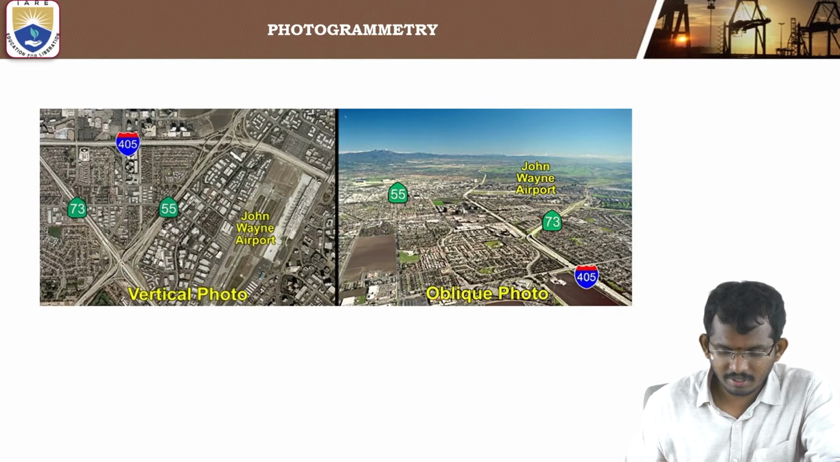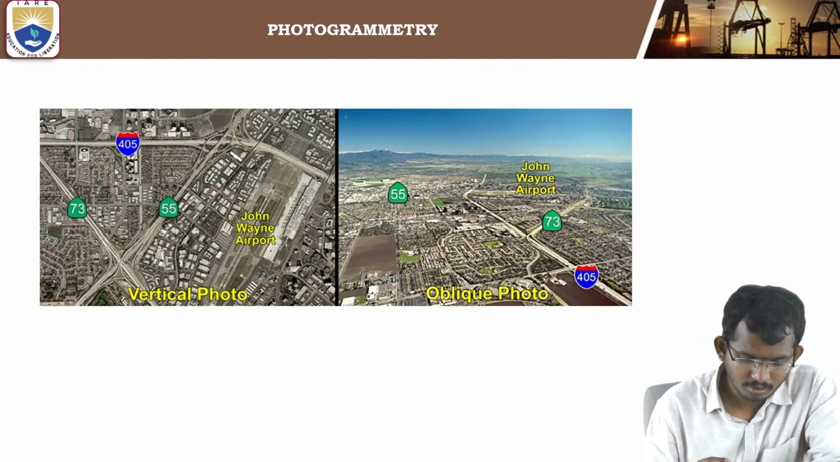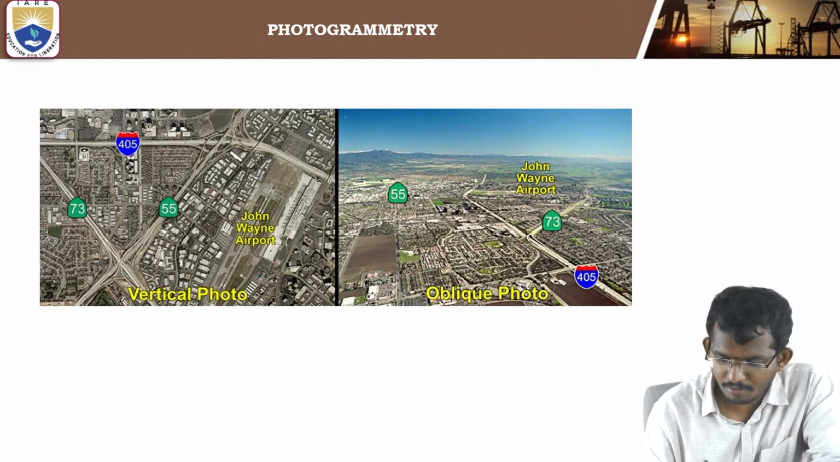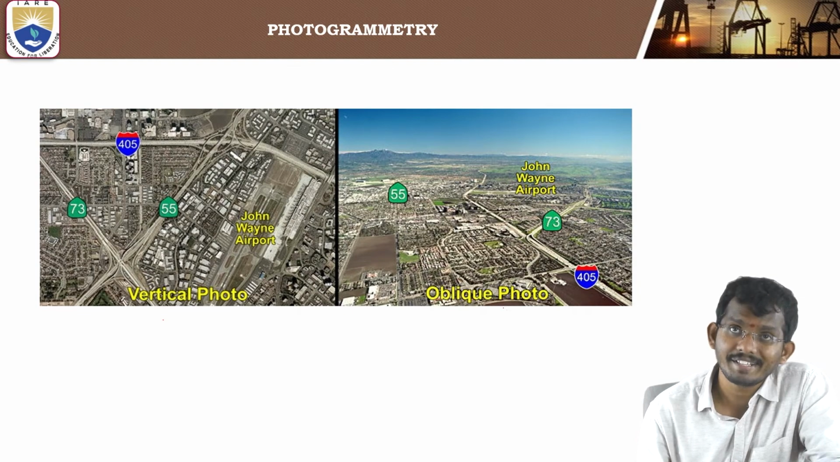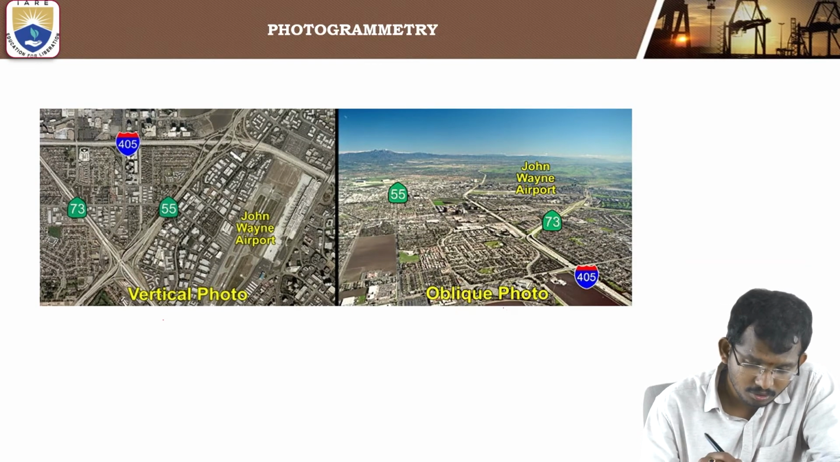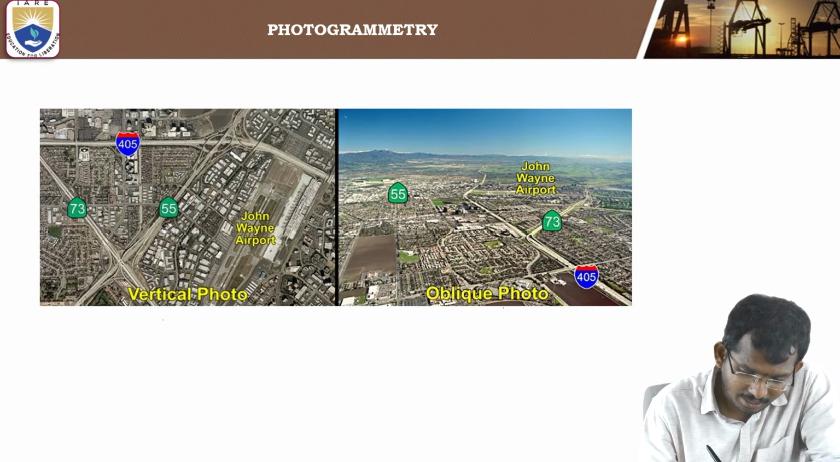In photogrammetry, we can see here John Wayne Airport in a vertical photograph and in an oblique photograph. Here I am presenting the example of a vertical photograph. In this John Wayne Airport, we can see some runways here.